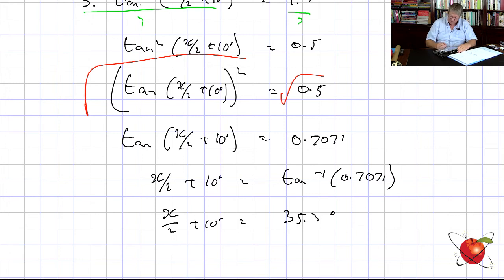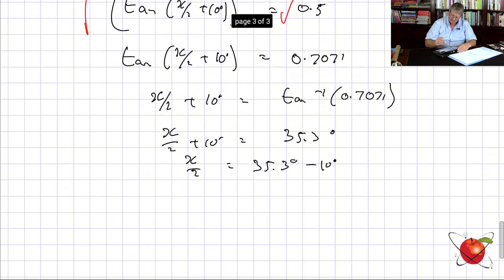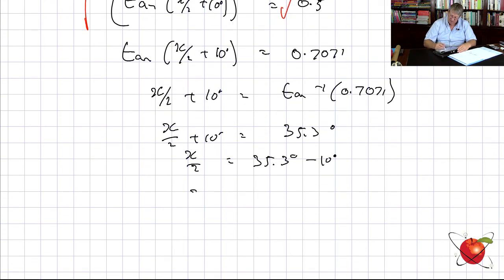Okay, so therefore x over 2 is equal to 35.3 degrees minus 10 degrees. Therefore x over 2 is 25.3 degrees. So x must be, what am I going to do? Multiply through by 2 over 1, right? Because that cancels, leaving us with x, which is then going to be 50.6 degrees. Okay, you can see this is a slightly shorter one, but for trig, what do we do?